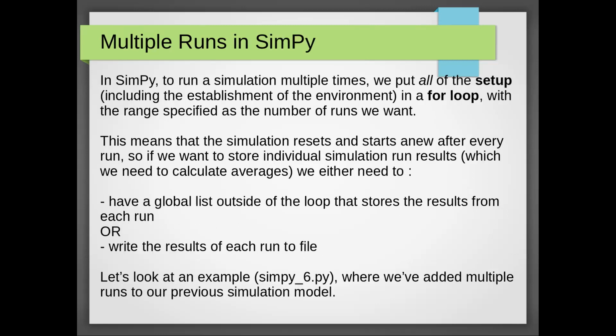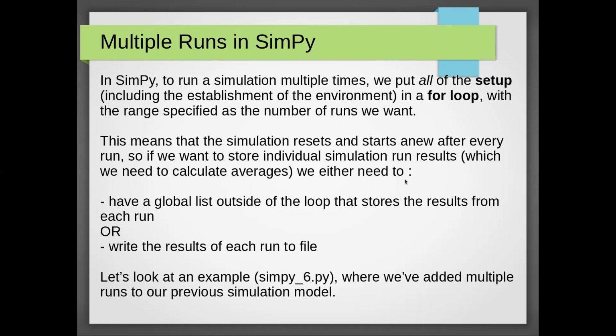To do this in SimPy, we put all of the setup, that's all of the stuff where you set up the simulation environment and your resources and your parameters, all that sort of blurb that came after your generator functions, including the establishment of the environment itself, in a for loop. The range of that for loop is the number of runs we want to run. So if we say for i in range 100, if you want to do 100 runs, it'll do all that 100 times. Because you're doing all that setup each time, and setting up a new simulation environment, the simulation will reset and start fresh after every run.